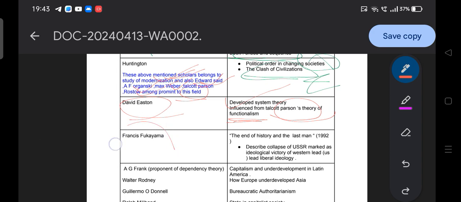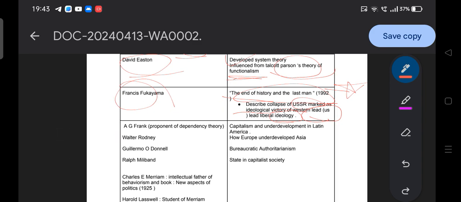Okay, then Francis Fukuyama, who wrote the book The End of History and the Last Man. This was an article, then in 1992 it was published in the form of a book, and he described the collapse of the USSR as marking the ideological victory of Western-led liberal ideology. So the disintegration of the USSR resulted in the victory of liberal ideology, the victory of democracy. The process of democratization has been seen since the disintegration of the USSR. So this is the concept given by Francis Fukuyama. A lot of times asked in your UGC NET, can be asked in the upcoming SSB examination.